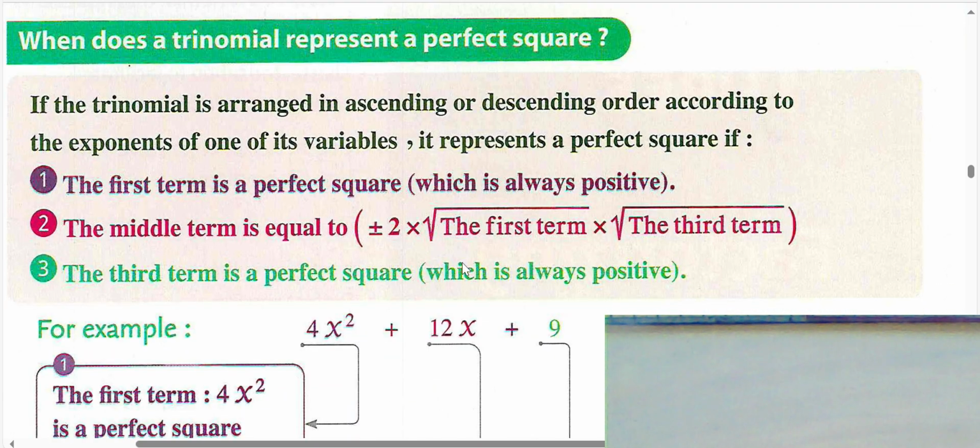We have three properties. The first term is a perfect square, which is always positive. And the middle term is equal to positive or negative 2 square root of the first term multiplied by the third term. Number 3, the third is a perfect square which is always positive.